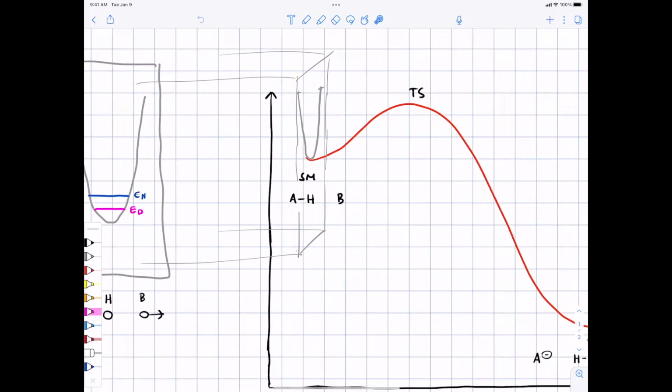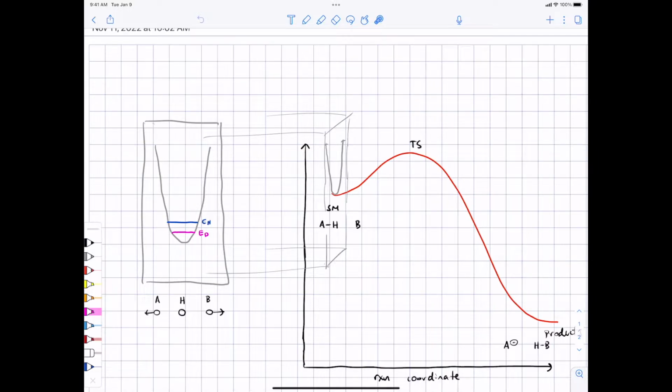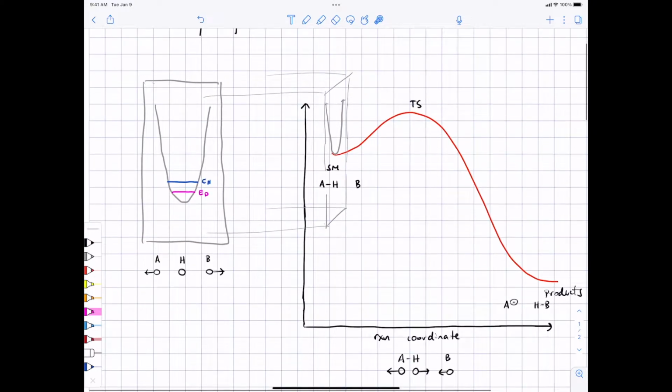And then we need to consider the types of vibrations that are going to be going on in the transition state and how they might differ from starting material versus deuterium. All right, so let's suppose we're in a situation here where the transition state is relatively early. Right, the transition state's pretty close in energy to starting materials. And let's just say, as I mentioned before, the reaction coordinate is going to be one that has A moving away from hydrogen and B moving toward hydrogen.